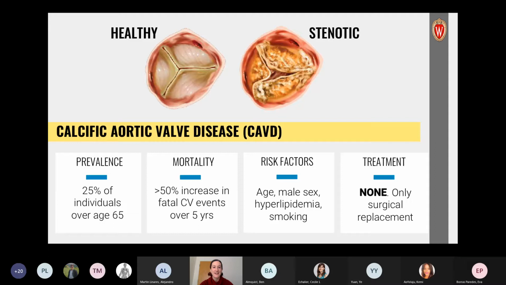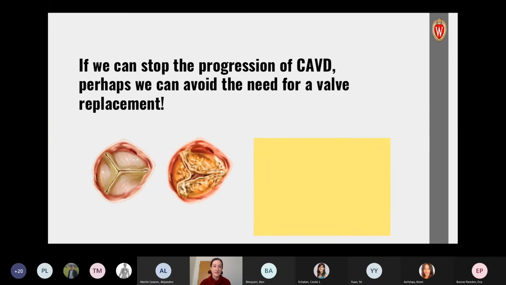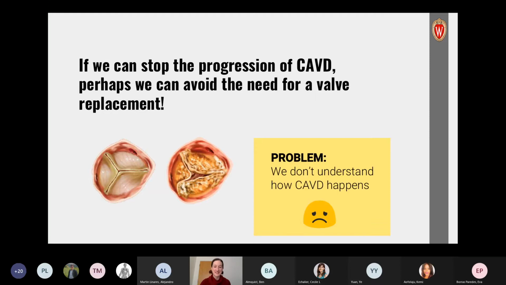And that's where we see sort of our calling in this disease, is that you can see that a valve is starting to get diseased clinically, but then you can't do anything to stop it, aside from replacing the valve in the end. And so that's where we want to try to model the sequence of events in disease to figure out if there is a point in the disease progression that we could target to stop the disease from progressing. So if we can stop the progression, perhaps we can avoid the need for a valve replacement. The problem is we don't understand the progression. So there's a lot of work to be done before we can meet that goal.